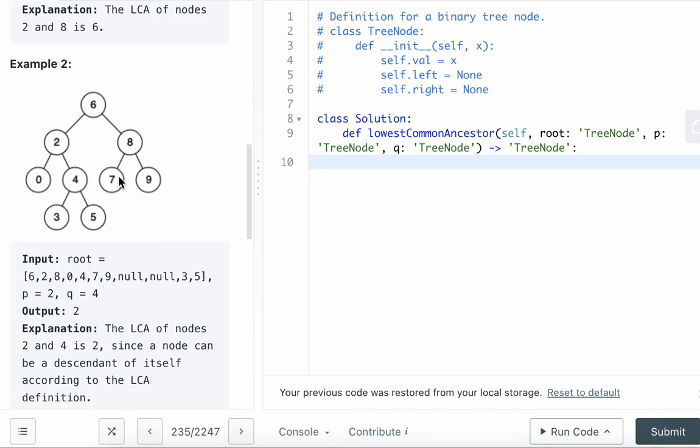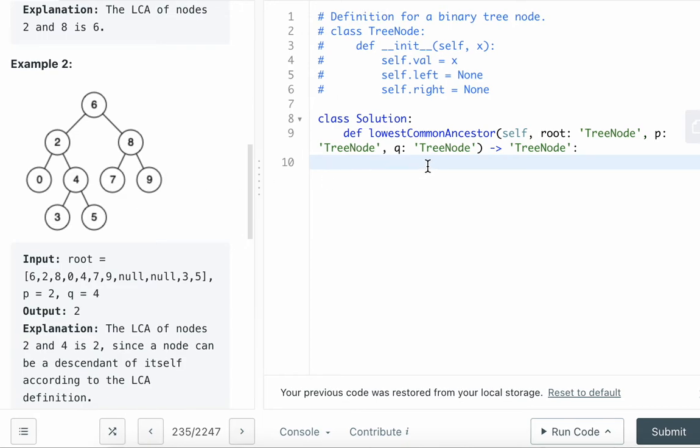It's the same thing if P and Q are both on the right side of the node: I'm just going to look for the answer on the right side of the tree. So I'm going to call the same function, but instead of passing the root, I'm going to pass root.right, because I'm going to look at the right side of the tree for the answer. That's basically how we're going to solve this problem, and I'm going to show you how to do this in code.